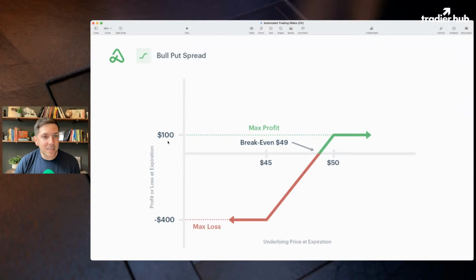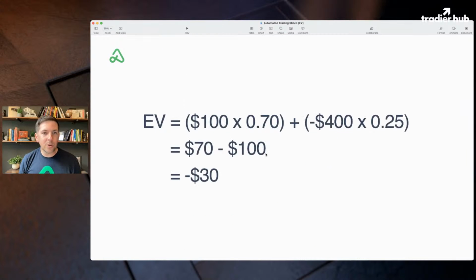So in the max case scenario, if you win on this trade, you win $100 of premium. If you lose on this trade, you lose $400. And if we know the probability of getting to $50 or $49, or the expected probability of getting to those points, then we can start to build out some expected value calculations here. So here's a simple expected value calculation for this potential trade. Let's assume that there's a 70% chance.